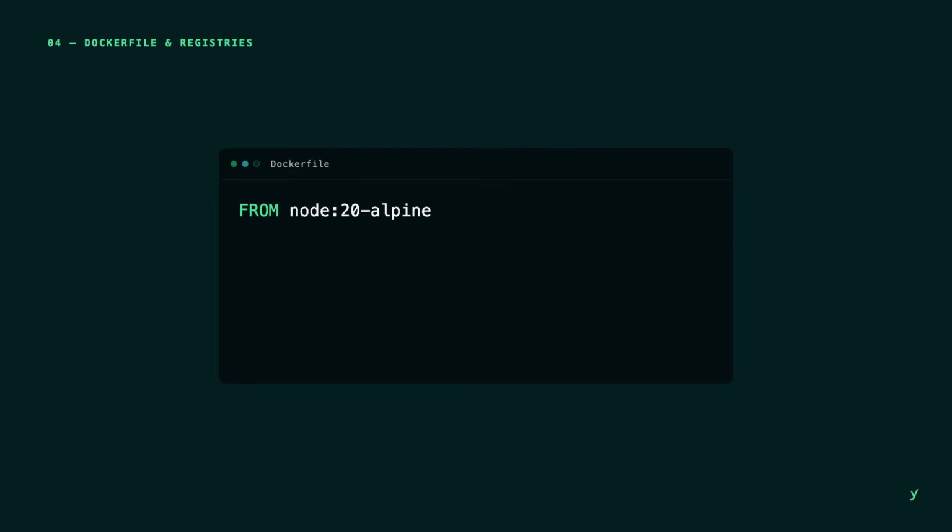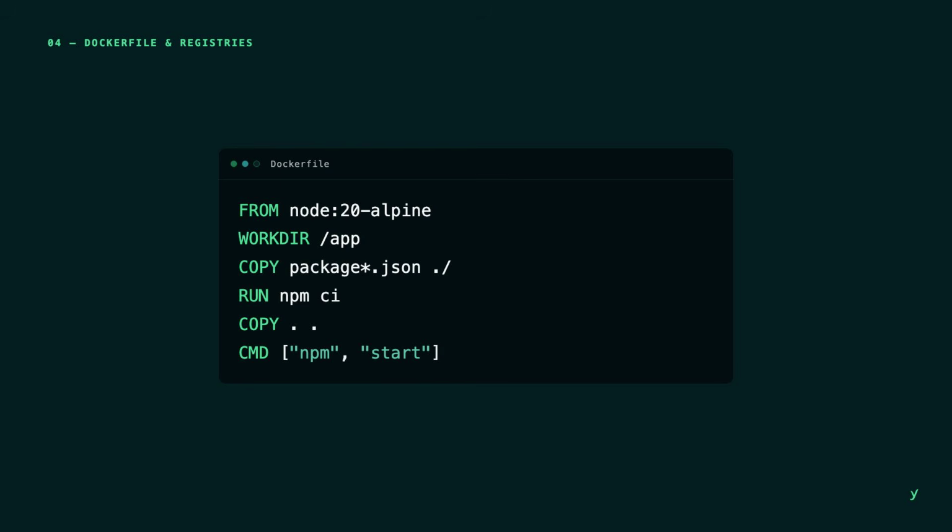Where do images come from? A Dockerfile, a short text file of build instructions. This one says, start from an official Node 20 image, set a working directory, copy in the dependency manifest, install dependencies, copy the source code, and declare the start command. Run docker build and out comes an image. Notice we copy package.json and install dependencies before copying the rest of the code. Because layers are cached, editing your source won't re-trigger the slow install step. Little ordering tricks like that make rebuilds fast.